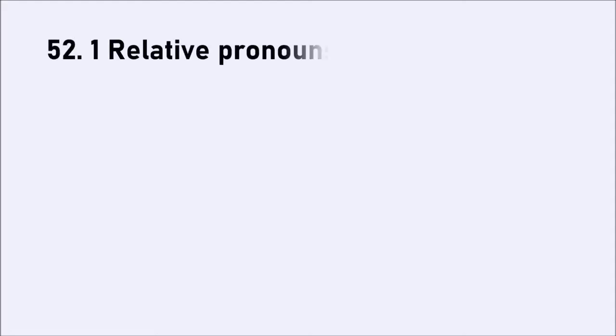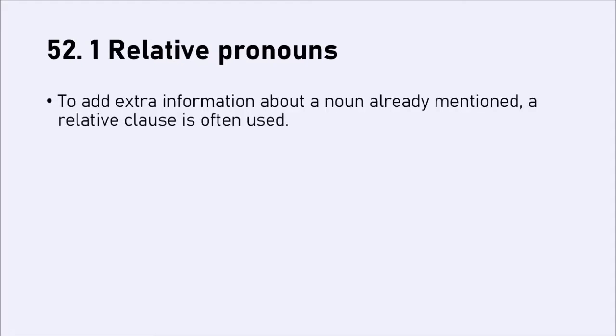There are quite a few of them. We'll take them one by one, and we'll start off with relative pronouns. So let's refer to relative pronouns in English to understand what's going on. We use them to add any extra information about a noun or just something in general that we've already mentioned. To do that, we have to use a relative clause.